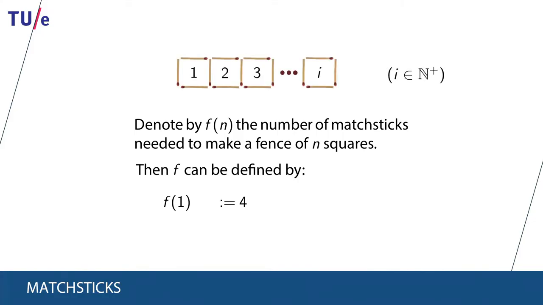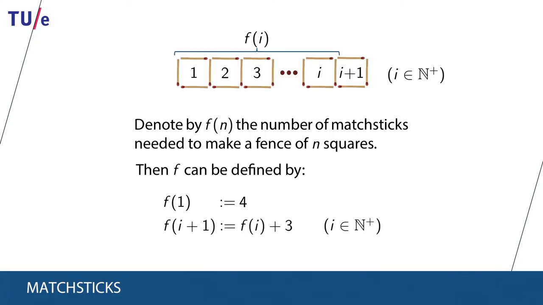Next, let's consider ourselves in the situation that we have already made a fence of I squares for some positive natural number I. We needed f of I matchsticks to make the fence. Now we can extend it to a fence of I plus 1 squares by forming an extra square at the right-hand side of the fence by conveniently placing 3 matchsticks. So we define f of I plus 1 as f of I plus 3.